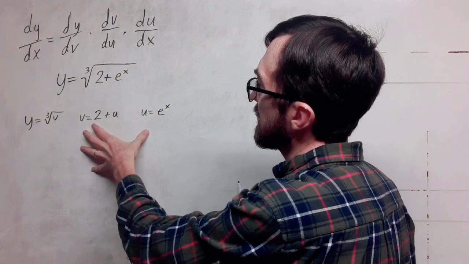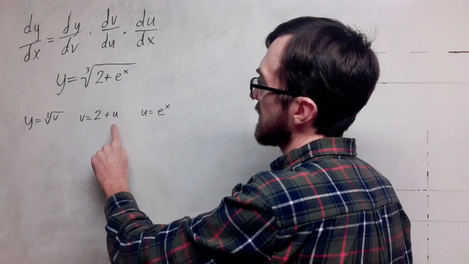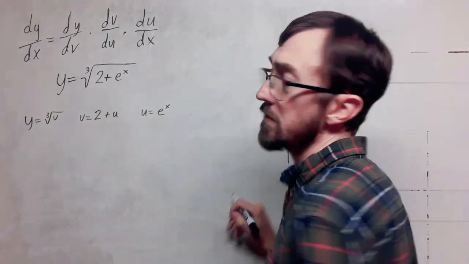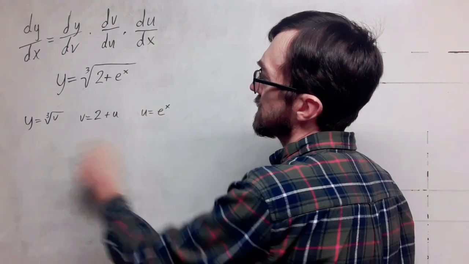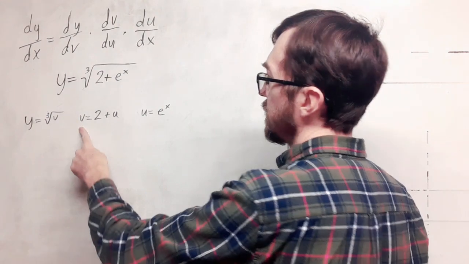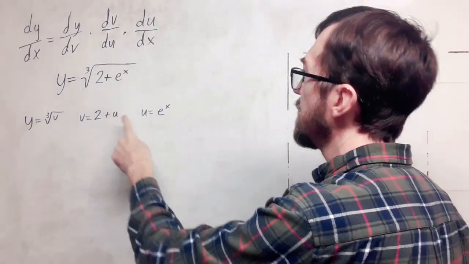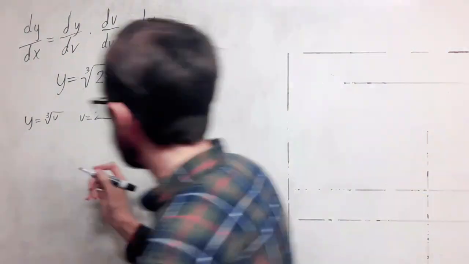If I compose them together, then I have this. This would go inside of here. This would go inside of here, which is going to be inside of here, giving me this. So now I'm going to be able to look at the individual derivatives here. I can take the derivative of y with respect to v, the derivative of v with respect to u, and the derivative of u with respect to x. So that's what we're going to do.